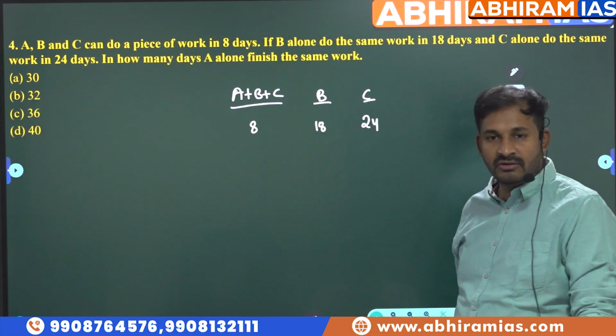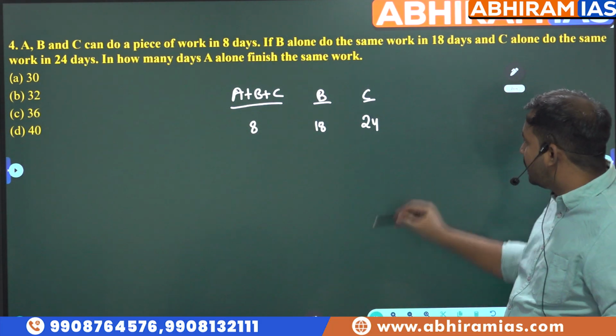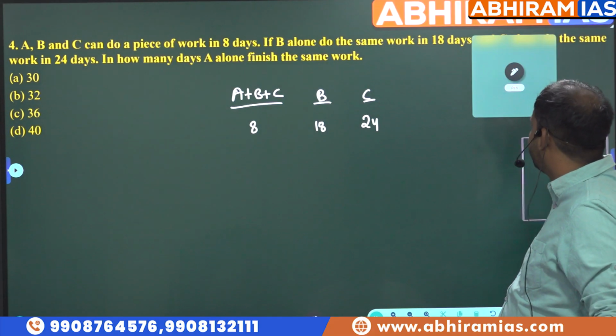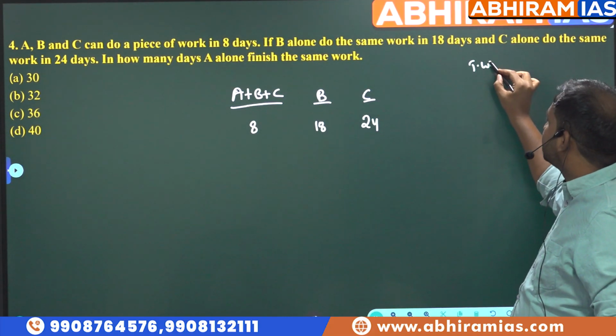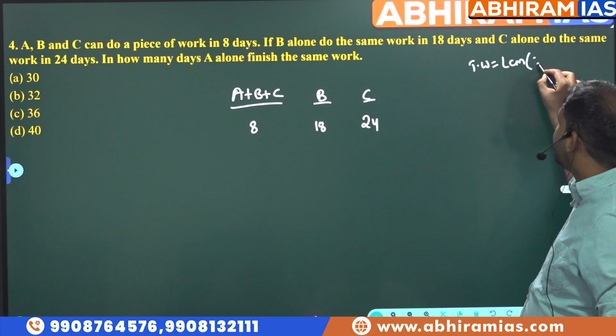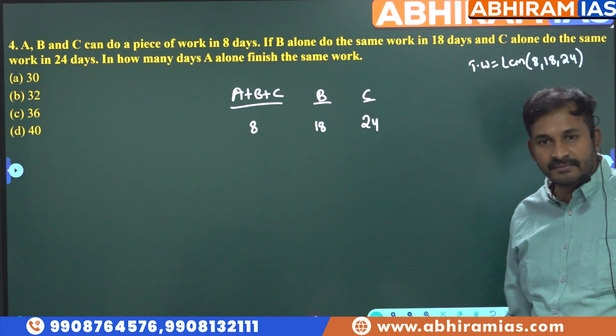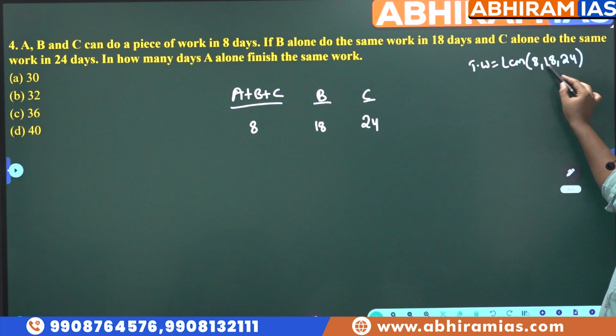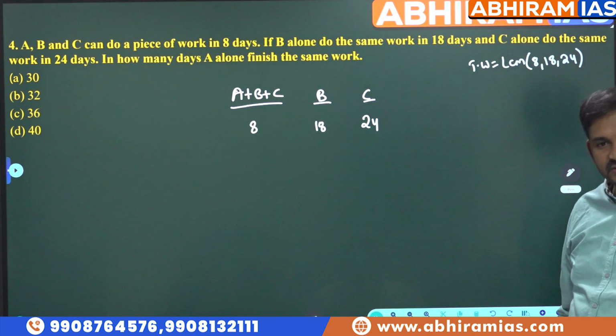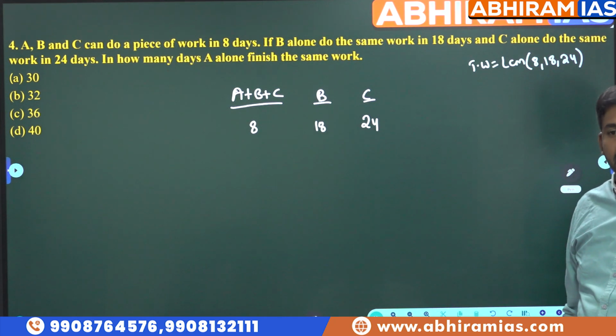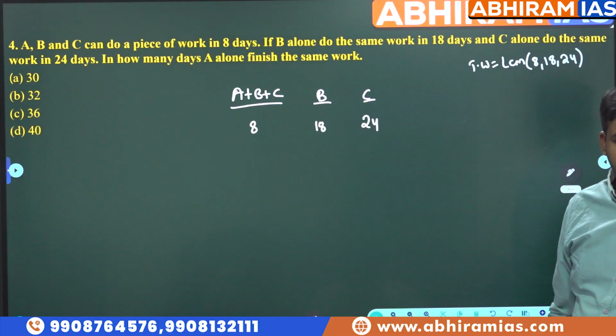24 days. Now, as usual, our first target is to find the total work. Total work is equal to LCM of 8, 18, 24. What is the largest number? 24, right? Please check. Is 24 divisible by both 8 and 18? It is divisible by 8, but it is not divisible by 18. Next multiple of 24 is 48.